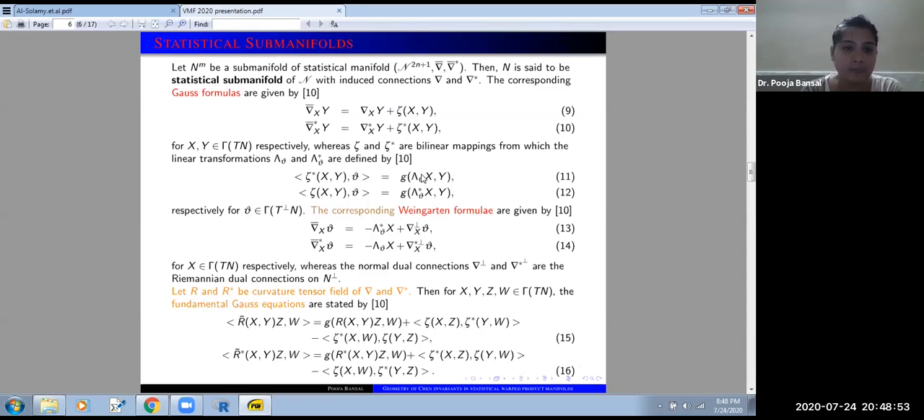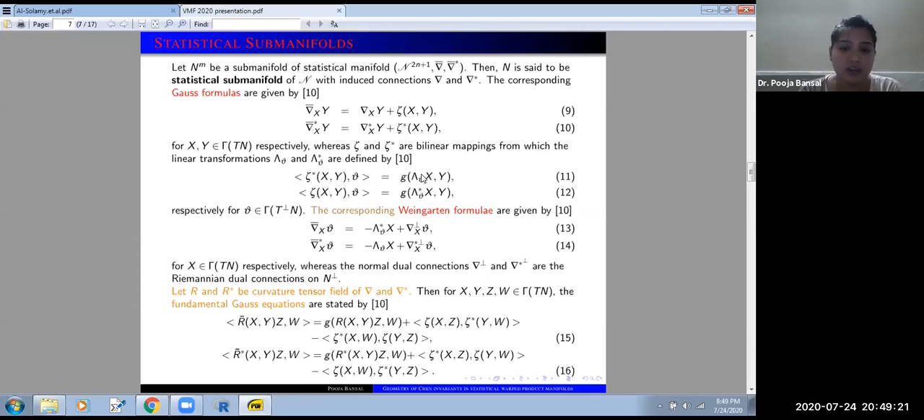Now we define the statistical submanifolds and some terminologies based on them. Let N be an m-dimensional submanifold of the statistical manifold M̄, then N is said to be a statistical submanifold with induced connections ∇ and ∇*. The corresponding Gauss formulas are given by equations 9 and 10, in which ζ and ζ* are bilinear mappings, from which the linear transformations A_μ and A*_μ are defined by equation 11 and equation 12 respectively.